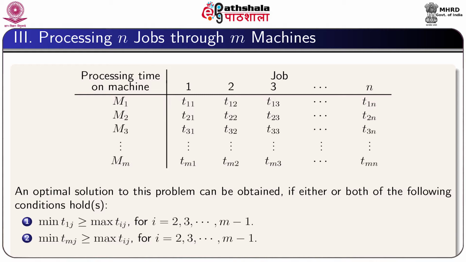in this table. An optimal solution to this problem can be obtained if either or both of the following conditions hold. Condition 1: minimum of T1j is greater than or equal to maximum of Tij for i equal to 2, 3 up to m minus 1. Condition 2: minimum of Tmj is greater than or equal to maximum of Tij for i equal to 2, 3 up to m minus 1.